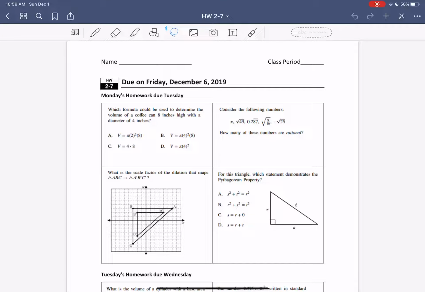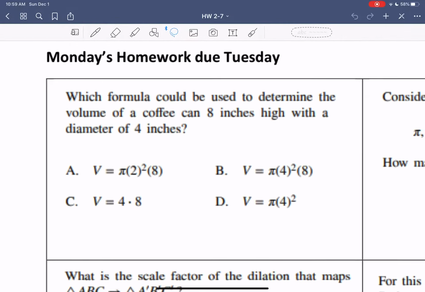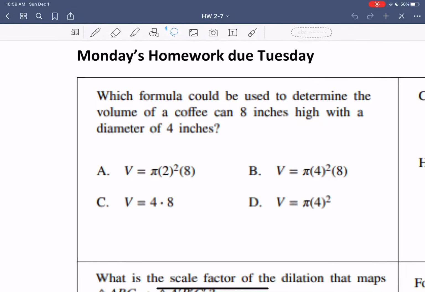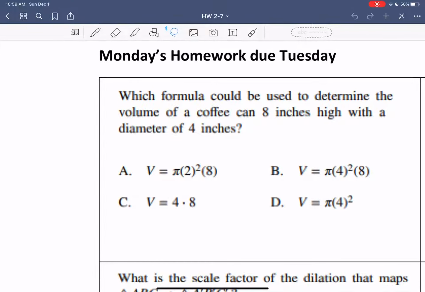All right, so back from the break, and here's our homework for this week. I'm going to go ahead and zoom in on our first problem. It says, which formula could be used to determine the volume of a coffee can 8 inches high with a diameter of 4 inches? So I'm going to move this over, and I'm going to just try and draw a picture of what this problem is talking about.